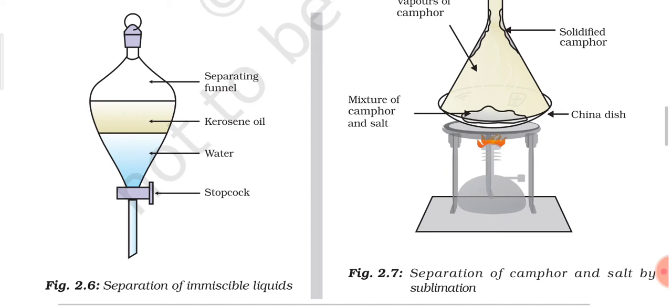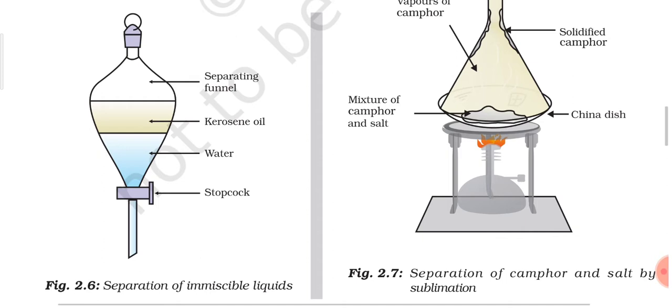And as the water comes out, we have to close the stopcock, and we can find that in the separating funnel we only have kerosene oil. So if you want the kerosene oil to stay in the separating funnel, you can keep it like that, or if you want, you can also collect the kerosene oil in a separate beaker. So it all depends on you.